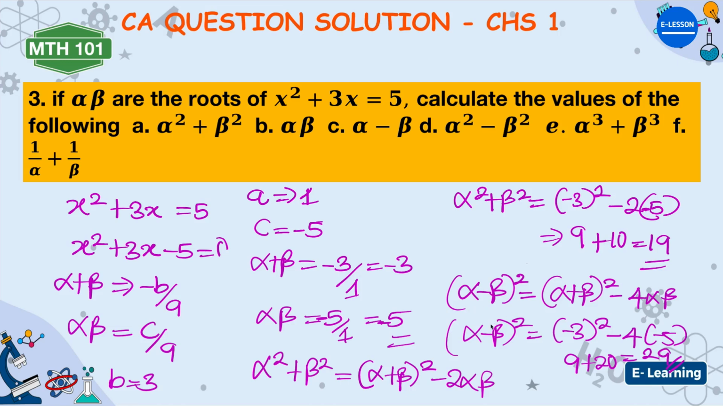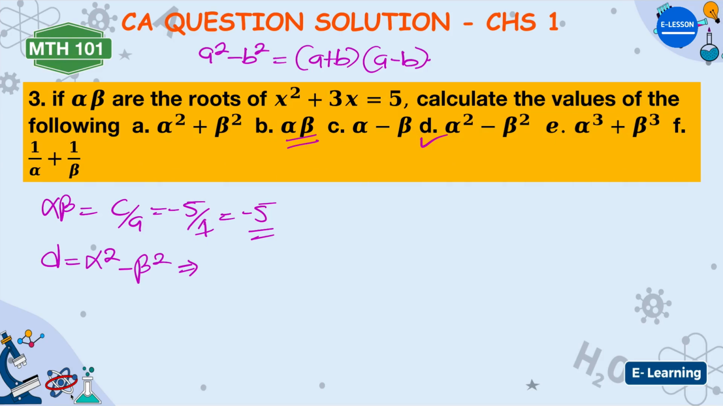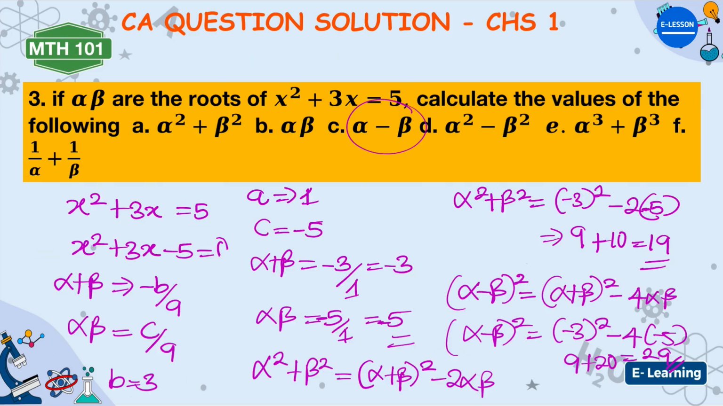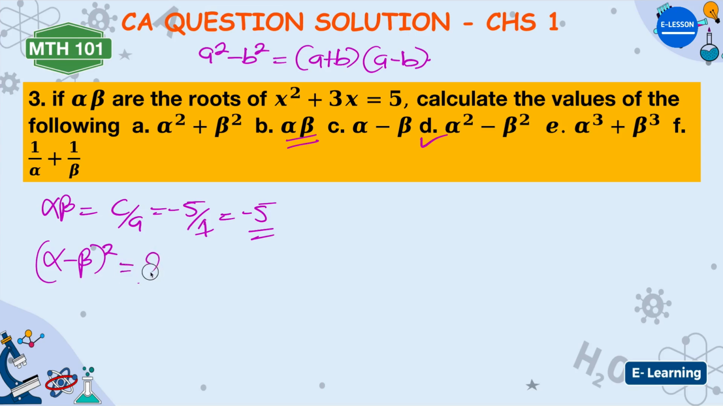Okay, we've gotten the alpha minus beta square. The question was actually alpha minus beta. Alpha minus beta square was what we just calculated, so please take note. And that gave us what? 29. So that question is not done yet.